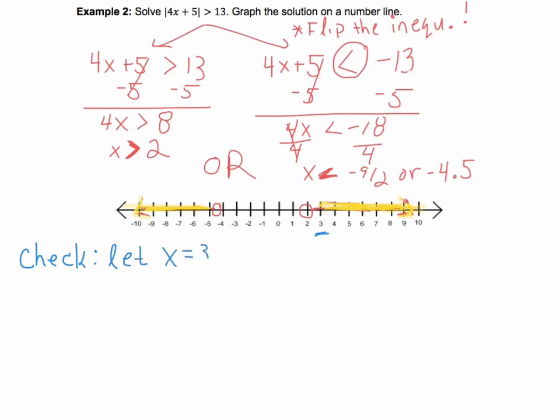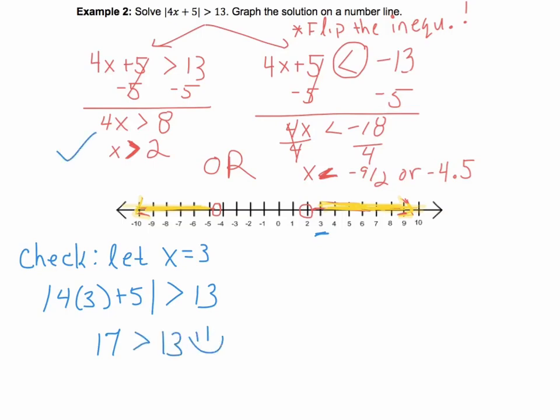And remember, we plug it back into the original equation. So in this case, I'm doing the absolute value of 4 times 3 plus 5. And I'm going to hope that that is bigger than 13. 4 times 3 is 12. 12 plus 5 is 17. The absolute value of 17 is 17. And 17 is greater than 13. So I know that this solution region is a good one.